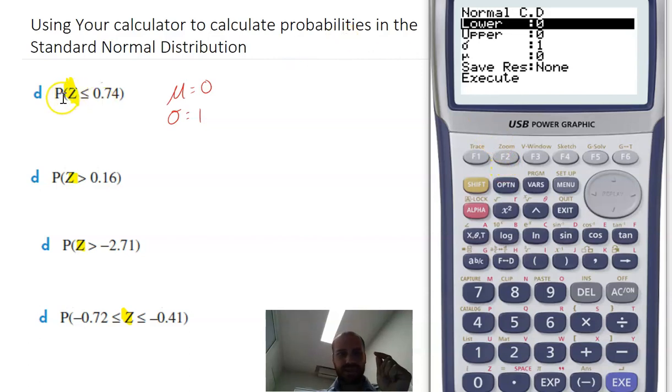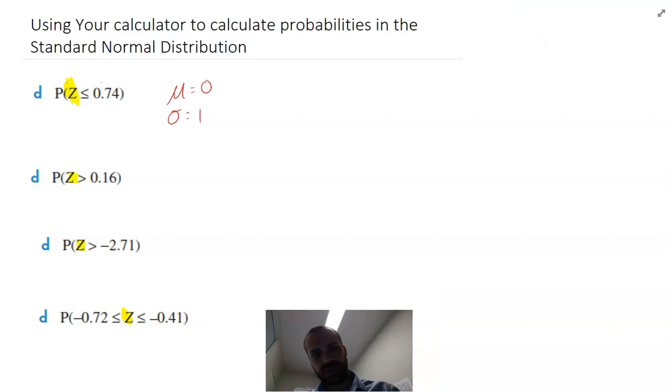Now it says, find the probability that Z is less than or equal to 0.74. So I'm just going to draw my normal distribution first, just so you can see what it looks like. You don't have to do this; I'm just showing you so you get a feel for what's happening. The mean is 0, the standard deviation is 1. We want to find the probability that Z is less than or equal to 0.74. 0.74 is about there, and we want to find this area here, the probability that it's less than that.